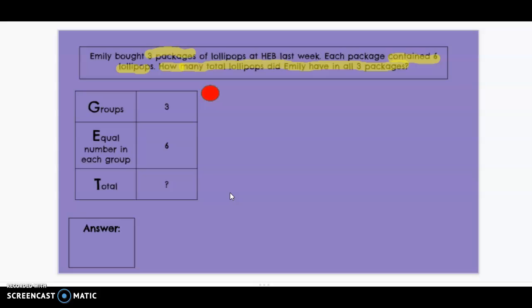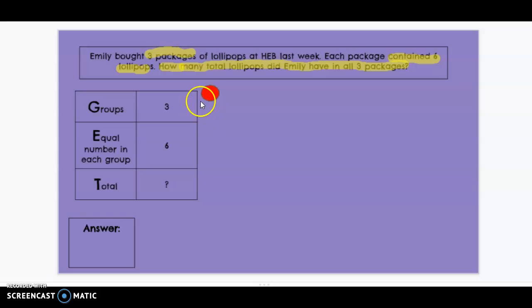The only 2 numbers that we have in our GET model are 3 and 6. Those are going to be the numbers that you're going to be multiplying. Okay, so 3 times 6 is what you're multiplying. You could do equal groups. You could do repeated addition. You could make an array. I'm going to do equal groups in this case, okay?